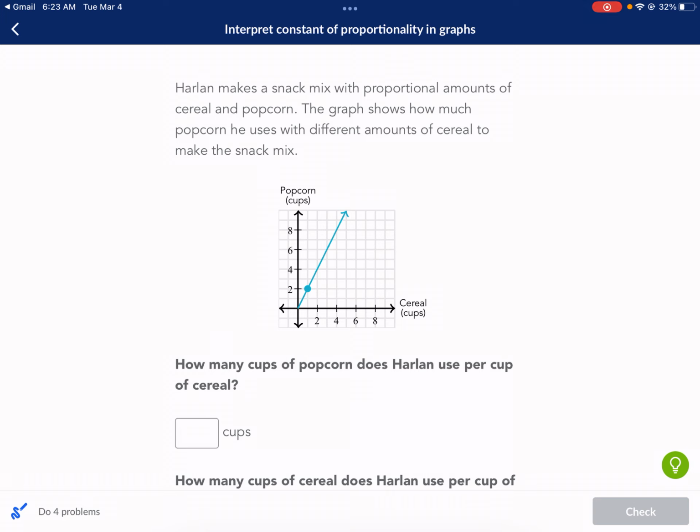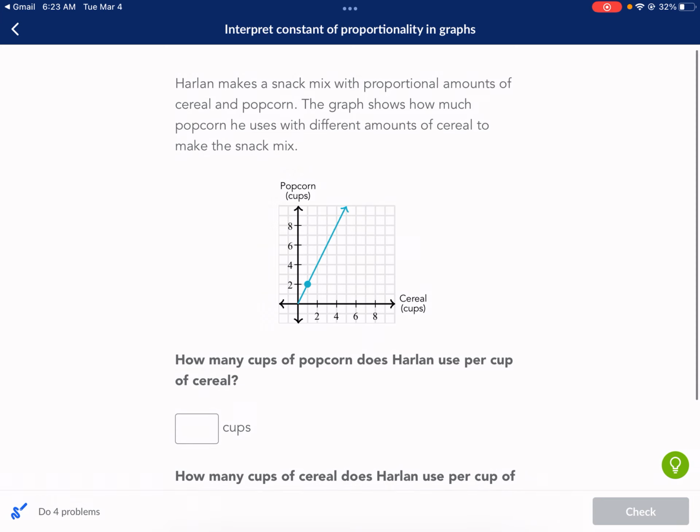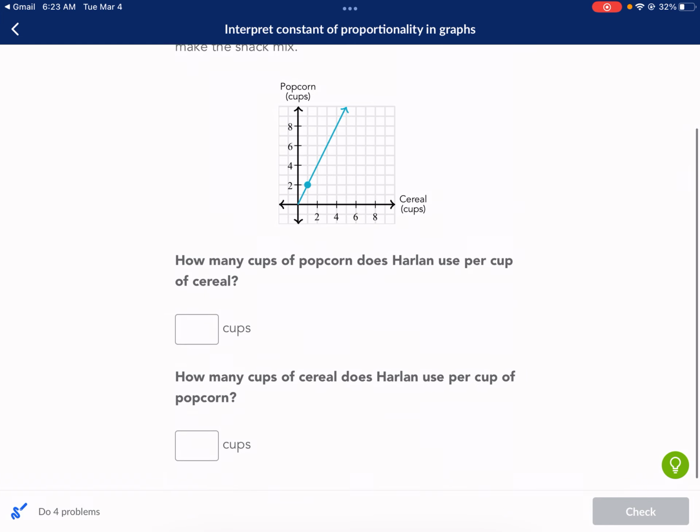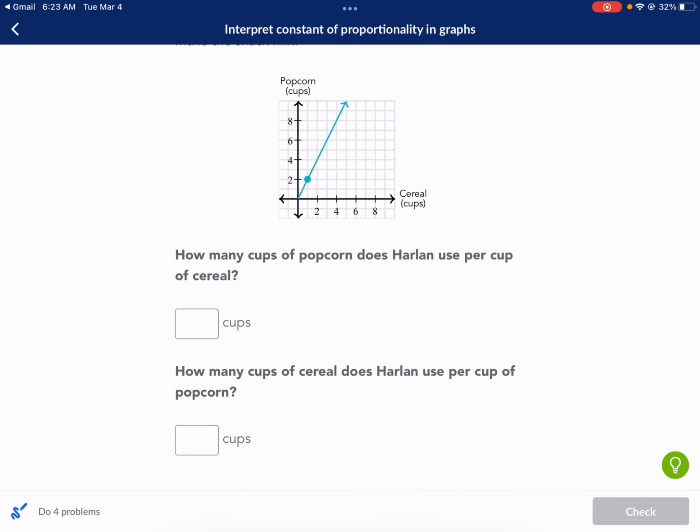Harlan makes a snack mix with proportional amounts of cereal and popcorn. The graph shows how much popcorn he uses with different amounts of cereal to make the snack mix. So, pretty relevant problem, this is what you would actually do. How many cups of popcorn does Harlan use per cup of cereal?